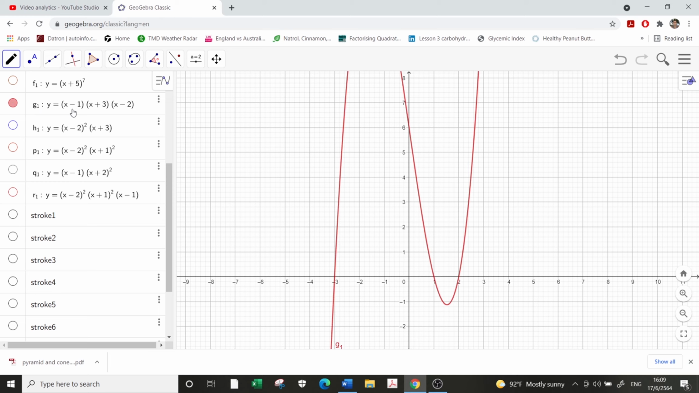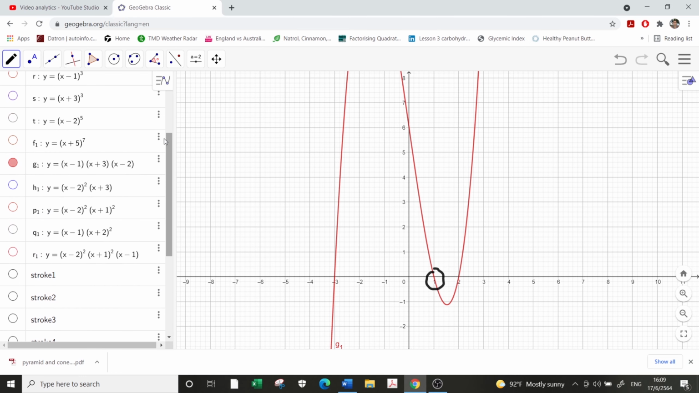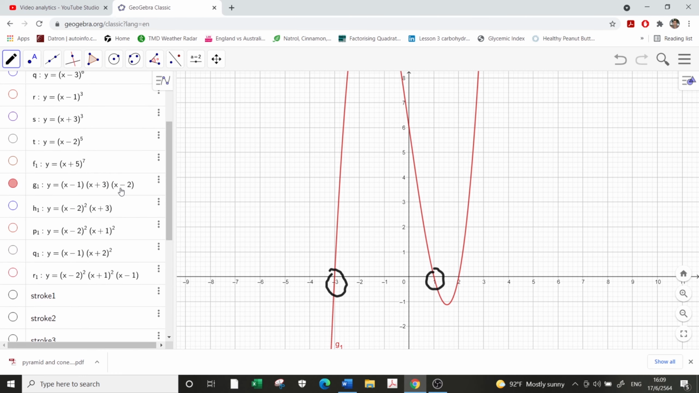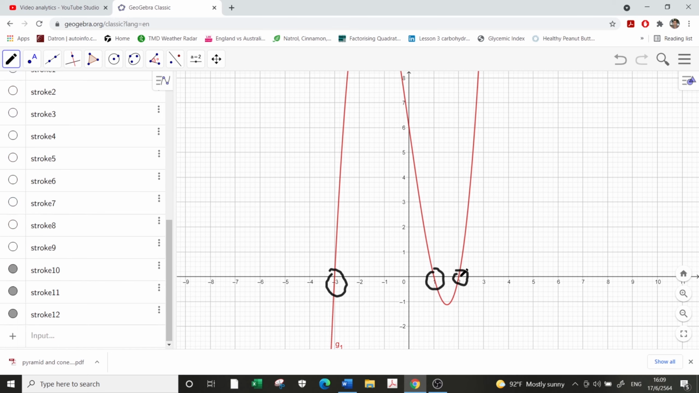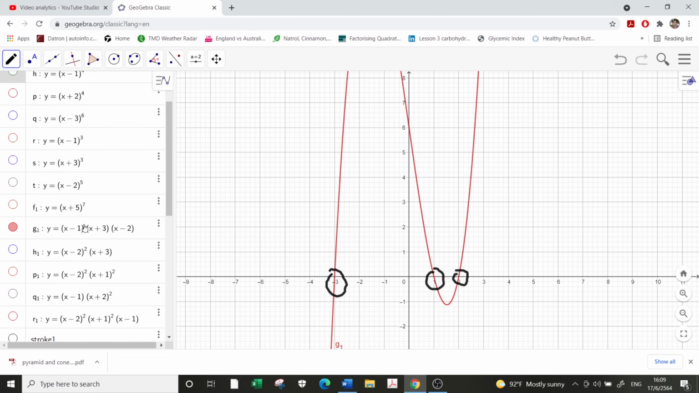Okay, so x minus 1, the x-intercept here is 1. That's here. X plus 3, so the x-intercept will be minus 3. That's here. And x minus 2, the x-intercept will be 2. Okay, and notice now that because we're using odd power on each factor, it's to power 1, then the graph is cutting through the x-axis in each case.